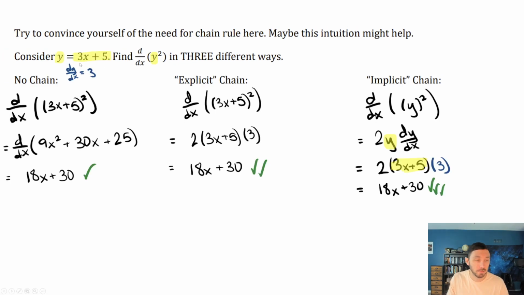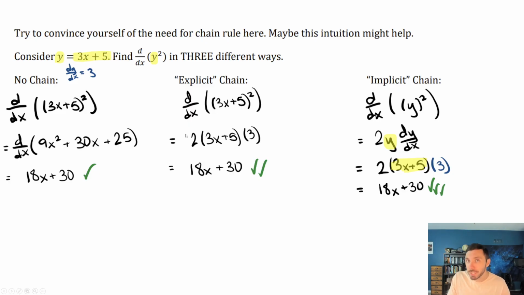There's the no chain rule approach, which is, okay, I know that y is 3x plus 5, so just plug it on in, and I can just use algebra to multiply it out. I've done no calculus so far. I've done substitution and then foiling, or distribution of 2 binomials. And then I went ahead and I took the derivative of each term. I just did power rule, and I got 18x plus 30.